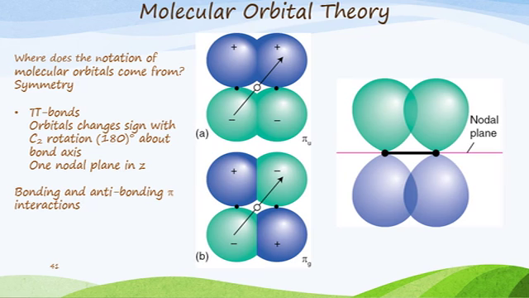Let's talk about pi bonds now. Again, we apply the same principle. For pi bonds, the orbital is going to change sign with a twofold rotation about the bond axis. Remember that this is where the bond axis is. Let me indicate that's the bond axis, the z-axis. Now what happens if I take this orbital, remember it's this part here, the plus and the minus, and I rotate it 180 degrees? If it changes sign, it's now called pi u.